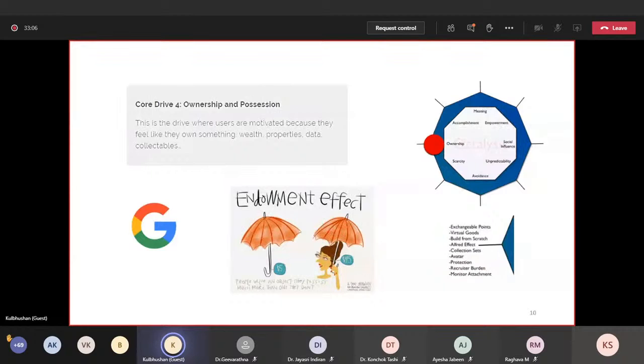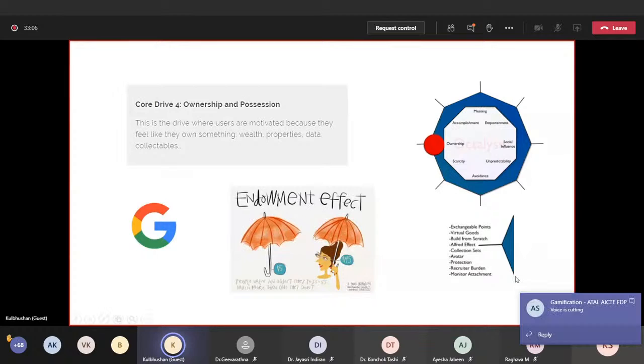So in your application, if you can put in some kind of game mechanics, for example an avatar, the user can create their avatar, fill in their basic details, fill in their profile. Ultimately, they are more likely to engage in your activity because users feel they are owning a part in your activity. Similarly, there are virtual goods.